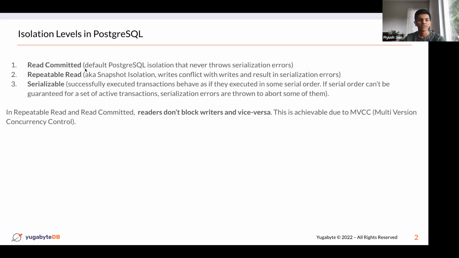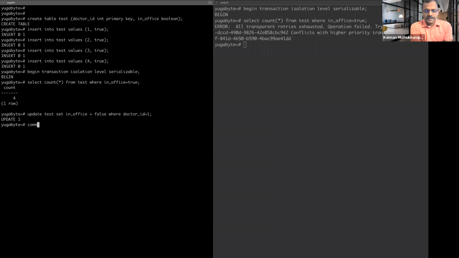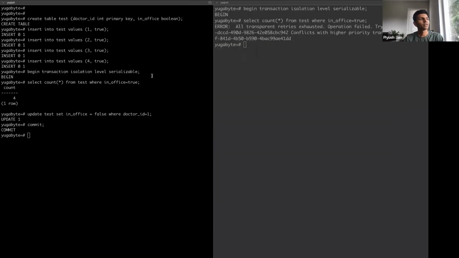So one good fact about this is that readers won't conflict with writers, and vice versa as well. So that's a good quality of repeatable read. So only writes conflict with writes. I'll show that in a minute. And again, this is possible because Postgres does MVCC. So you keep multiple versions of the same piece of data, and this is easy to implement then, right? So let me actually go on to show repeatable read, right?